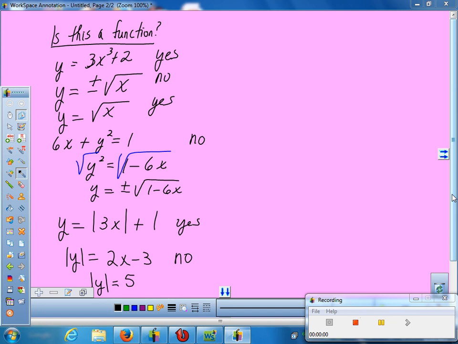Now, one other little minor thing before we get to the meat of the day. Do you all remember this lovely notation?